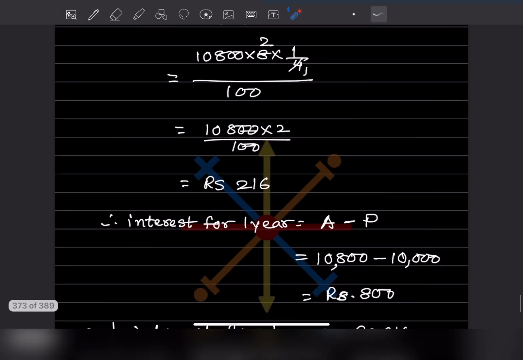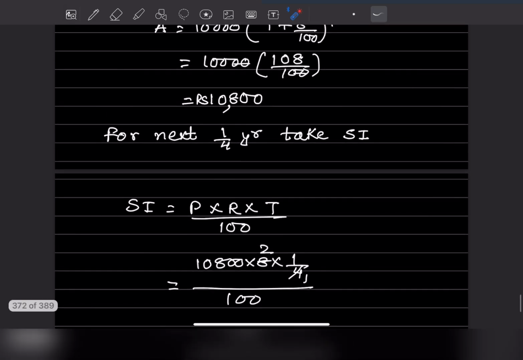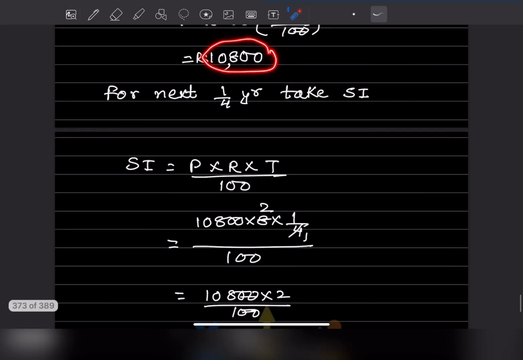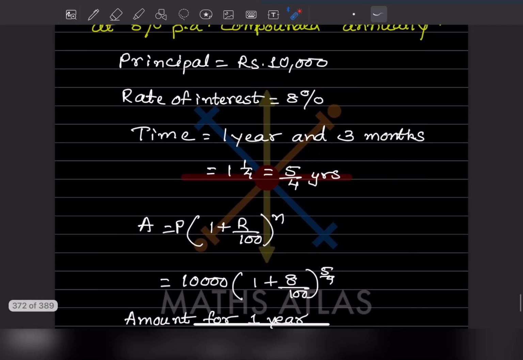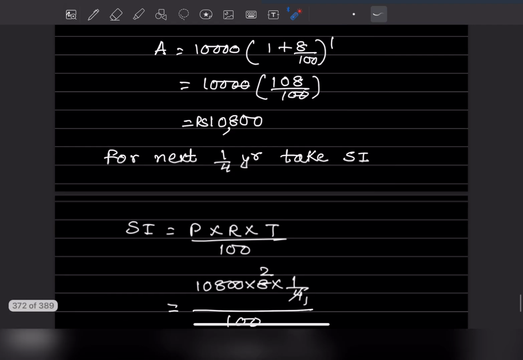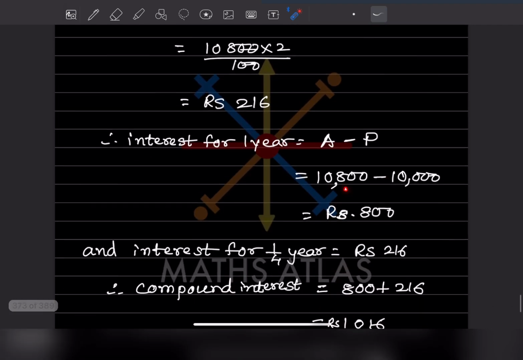So we can say here, interest for 1 year. So what is the interest for 1 year? The formula for interest is amount minus principal. A minus P means amount minus principal. So what was the amount? Amount was 10,800. And what is the principal? Principal was 10,000. So 10,800 minus 10,000, that is the interest for 1 year, 800 rupees.